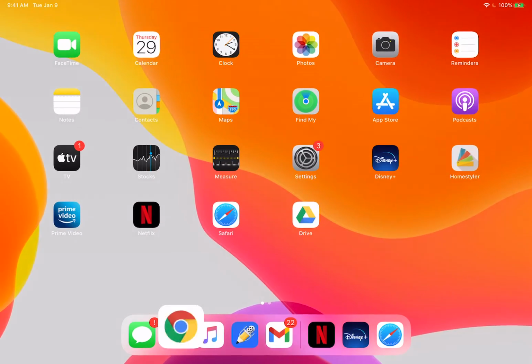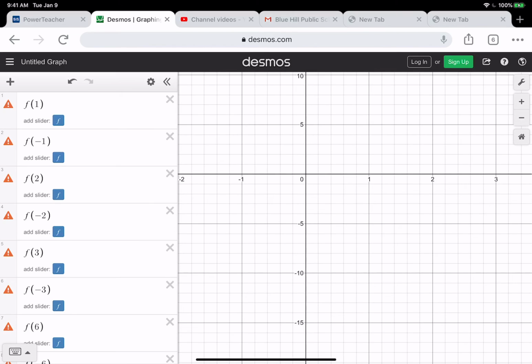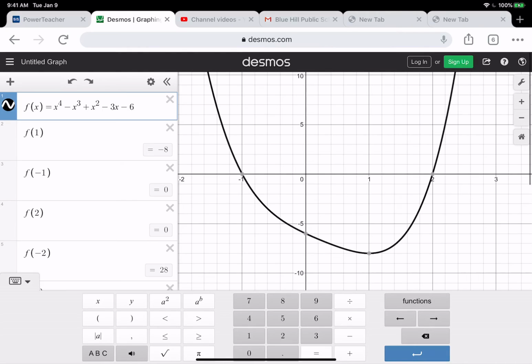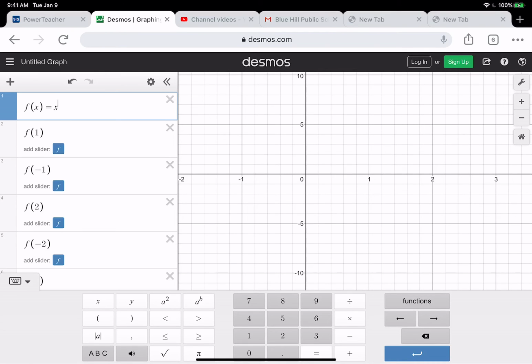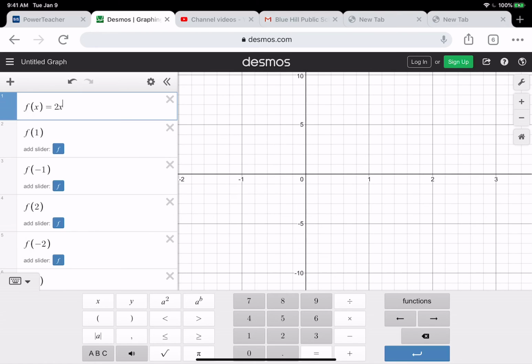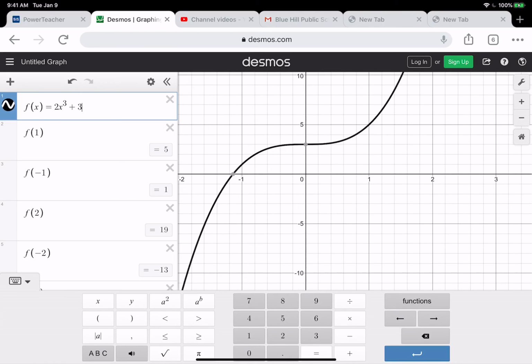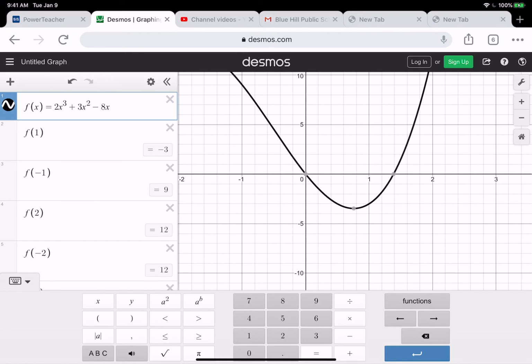I'm going to check these. I'm going to use Desmos again. Somebody read me that graph, would you? 2x cubed. Shoot, I shouldn't have done that. Undo. 2x cubed. Hold on. It takes a second for my keyboard. There we go. 2x cubed. Okay. Plus 3x squared. Minus 8x. Plus 3.